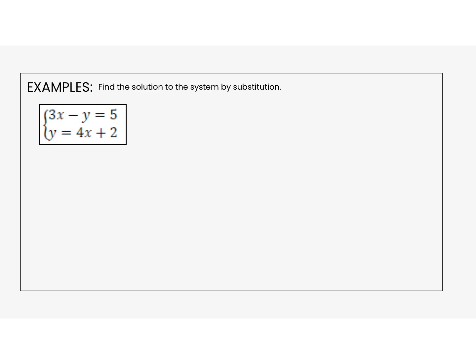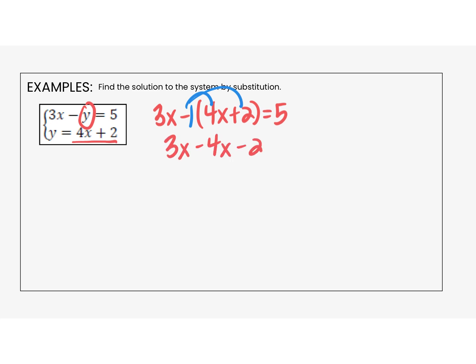Okay, in example 2, we do have our y isolated, so we already have y equals 4x plus 2. So I'm going to take that expression and plug it in for y up there into that top one. So I get 3x minus, I'm going to put parentheses around that 4x plus 2 to remind myself that there's really a negative 1 there that I need to make sure I distribute to these values. So I get 3x minus 4x minus 2 equals 5.